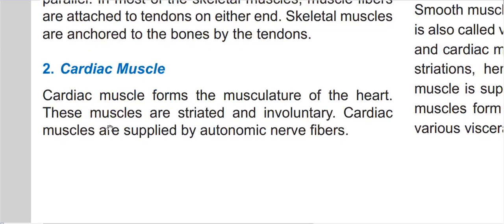Next is the cardiac muscle, which forms the musculature of the heart. These muscles are striated and involuntary. Striated means they have a stripe-like appearance, and they are involuntary. It means they do not contract or relax by our will. They function against our will. Cardiac muscles are supplied by the autonomic nervous system.